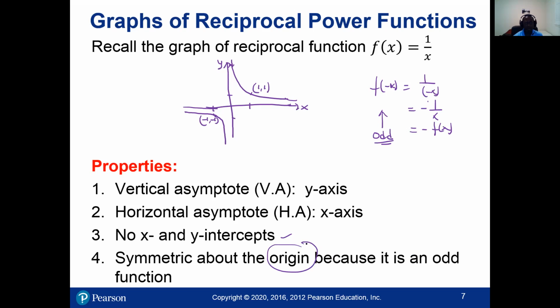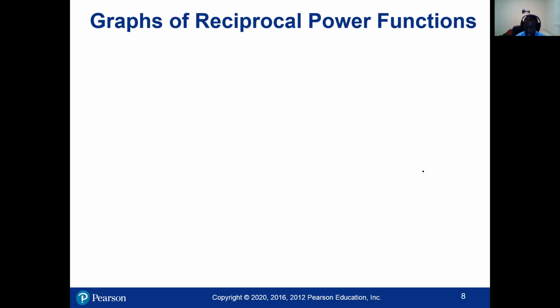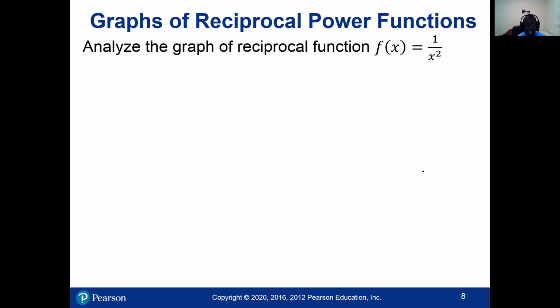Okay. Now, let's look at the function 1 over x squared. That's a reciprocal power function, 1 over x squared. Now, what is the graph of 1 over x squared? The graph looks like this. The graph is like that.